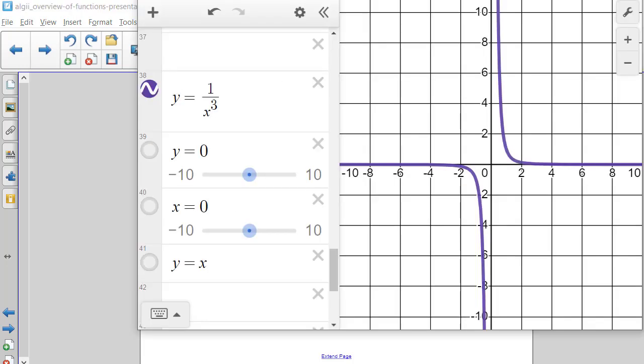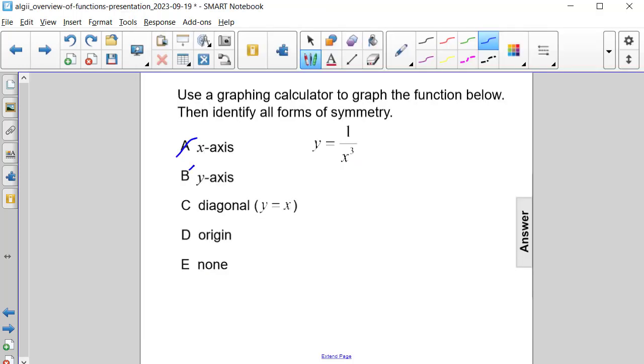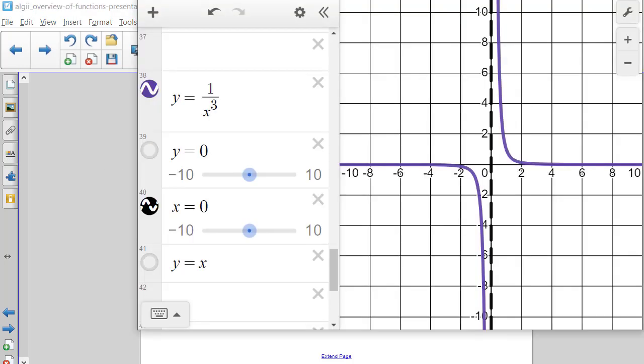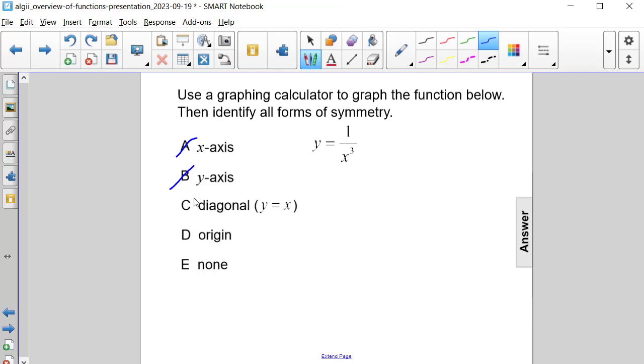Now let's look at the y-axis, which is x equals 0. It's not symmetric about that either. There's not a similar piece in quadrant 2 as there is in quadrant 1. So this can also be ruled out. Now let's look at the diagonal y equals x. This sort of looks like it, but if you notice, as I get closer and closer to the x-axis, it hugs the x-axis more than it does the y-axis. So therefore, it's not symmetric about the line y equals x.